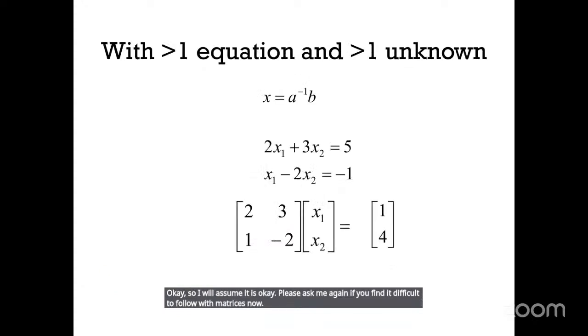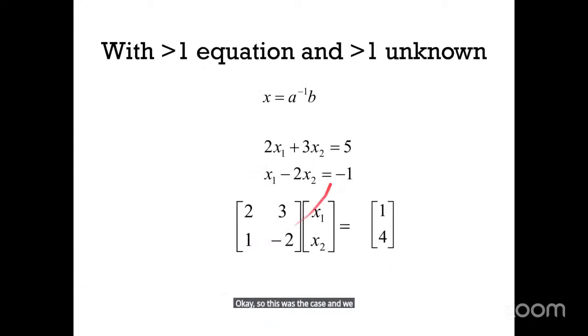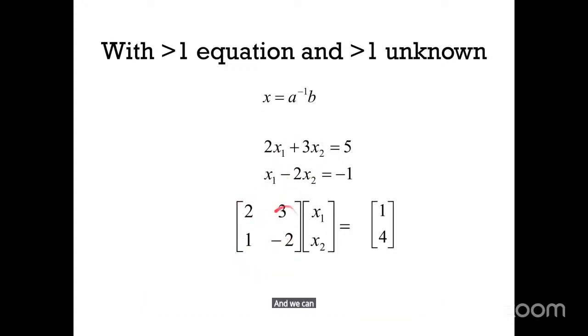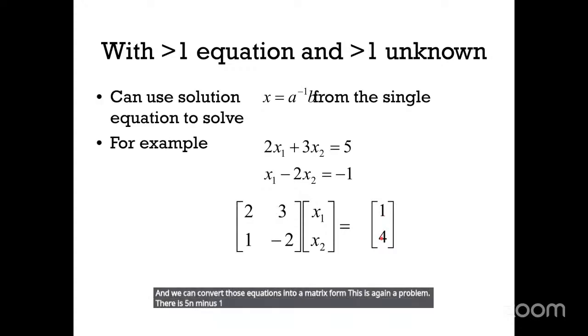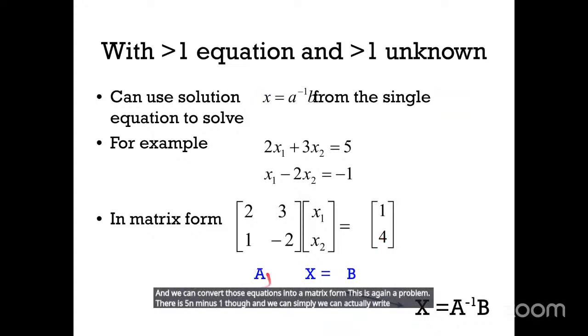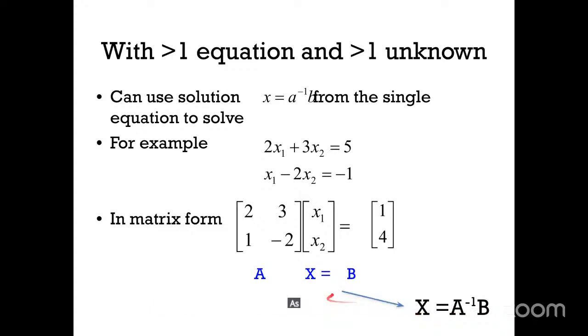Okay, so these were the cases, and we visited when we have more than one equation and more than one unknown. So there are two equations and two unknowns, x1 and x2, and we can convert these equations into a matrix form. This is 5 and minus 1. We can also write, when A is not zero, x is equal to A inverse b, as previously stated. So we can also calculate the inverse of the matrix and multiply by b.